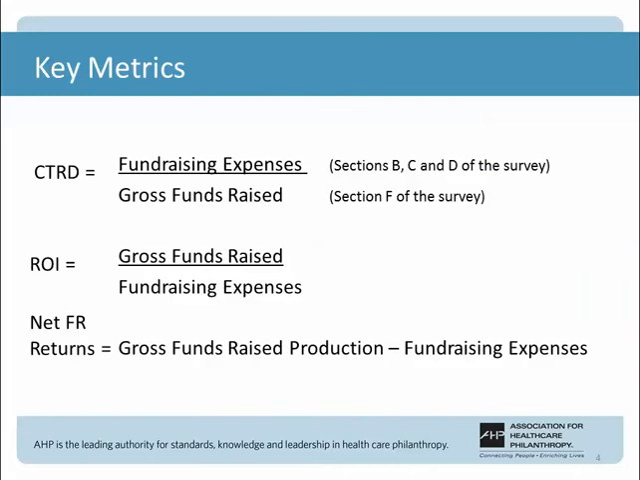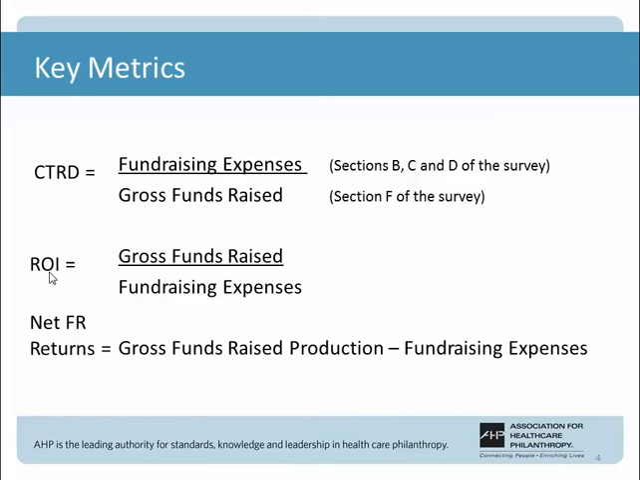The metrics are calculated as follows. Cost to raise a dollar is calculated by taking your fundraising expenses and dividing it by your gross funds raised. Your fundraising expenses are calculated from sections B, C, and D of the survey, your direct and indirect human resources, and your operational or overhead expenses. Gross funds raised are pulled from section F of the survey, where you reported your cash and pledges.